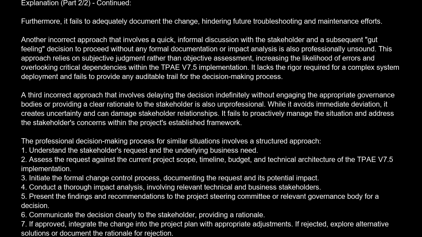The professional decision-making process for similar situations involves a structured approach. 1. Understand the stakeholder's request and the underlying business need. 2. Assess the request against the current project scope, timeline, budget, and technical architecture of the TPv7.5 implementation. 3. Initiate the formal change control process, documenting the request and its potential impact. 4. Conduct a thorough impact analysis involving relevant technical and business stakeholders. 5. Present the findings and recommendations to the project steering committee or relevant governance body for a decision.